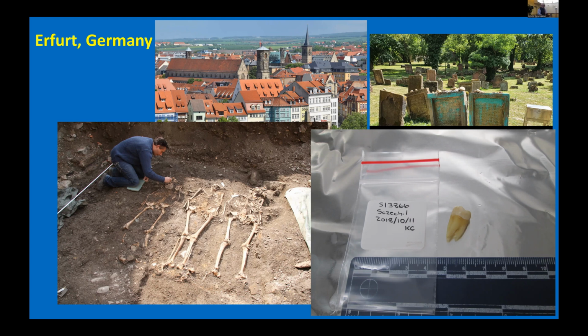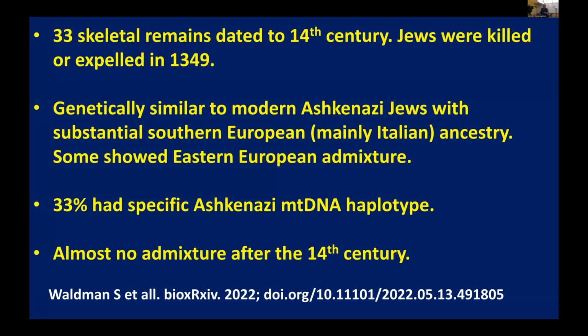And so they found those teeth, examined them, and from these 33 skeletal remains that were dated to the 14th century. Historically, it's exactly the time when they were killed and kicked out of Germany, these people. Genetically, they're very similar to today's Ashkenazi Jews. So we say, yes, this is very typical Ashkenazi Jews. But they had substantial admixture of Southern, mainly Italian ancestry, and some Eastern European ancestry. So finding Italian DNA in Ashkenazi Jews is normal, so to speak. And 33% had a specific Ashkenazi maternal haplotype and no admixture beyond the 14th century. So whatever Ashkenazi Jews had at the 14th century, that stayed.